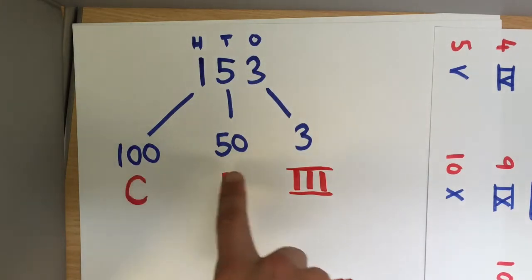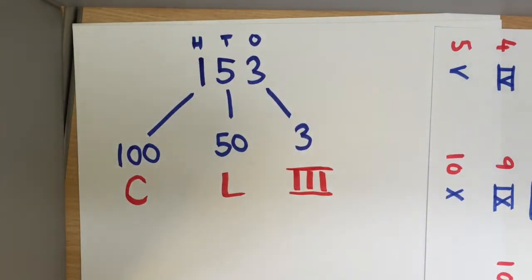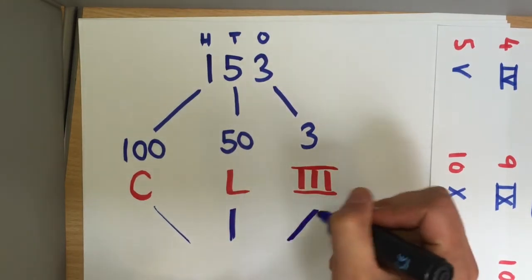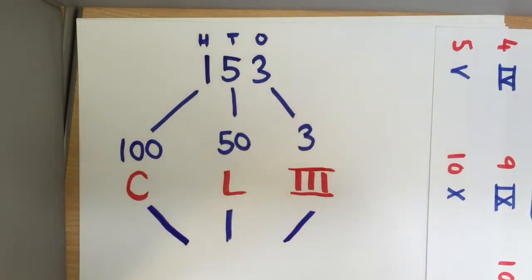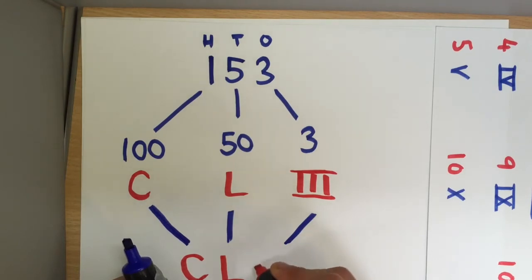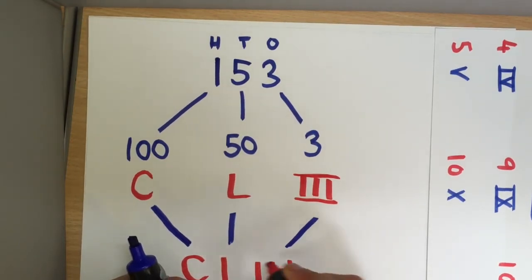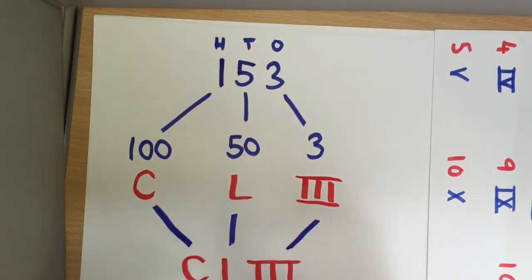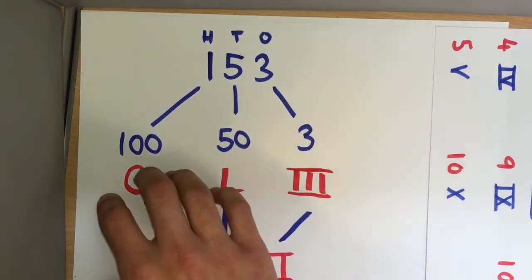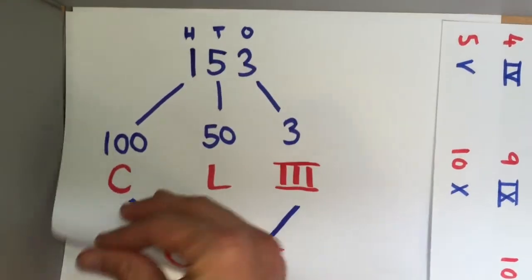Now that we've done that and we know what each of these represents, we're going to join them back together. But this time we're bringing them back together as Roman numerals. And all we do is we write them in the order that they appear. 153. Just like that. And that would be how we write 153. Well, how about if the number gets bigger? Well, no worries. Let's have a look at one more together.